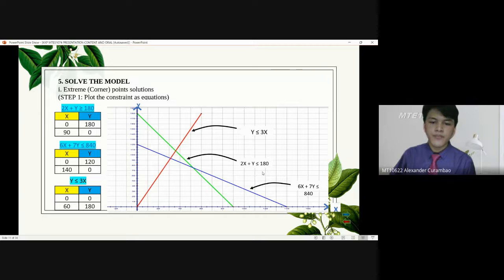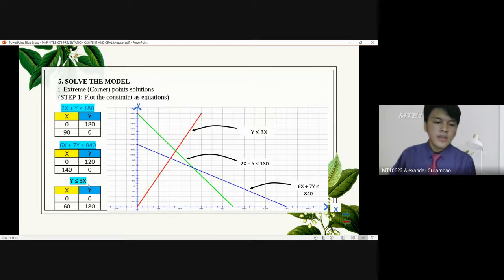Okay, I already labeled it. The second one is 6x plus 7y is less than or equal to 840. If we substitute 0 to x, the y will get 120. And if we substitute 140 to x, the y will get 0. The same thing as the first one, then plot it and connect it. So we can get the second straight line, the blue line.